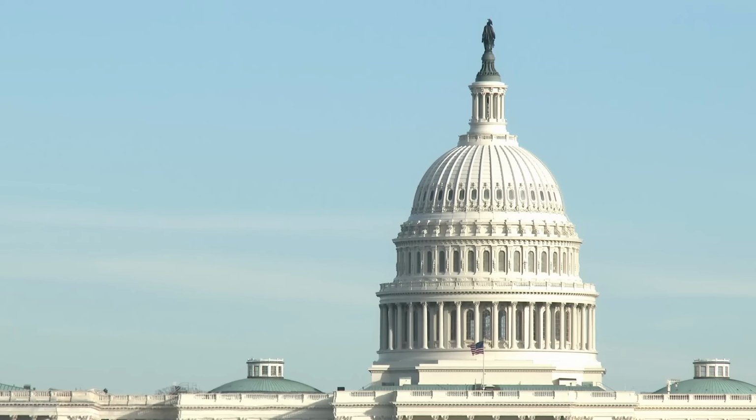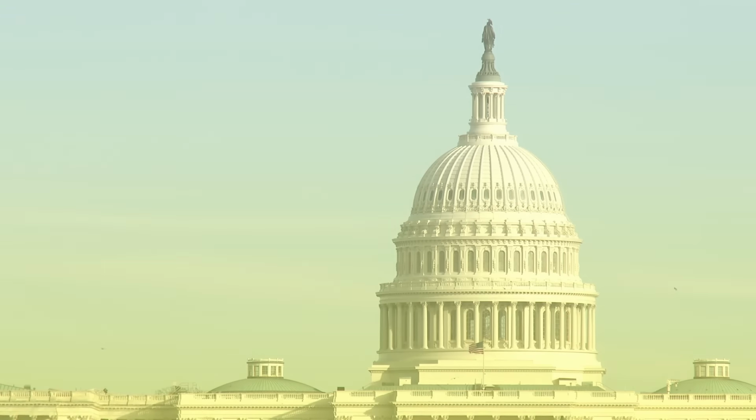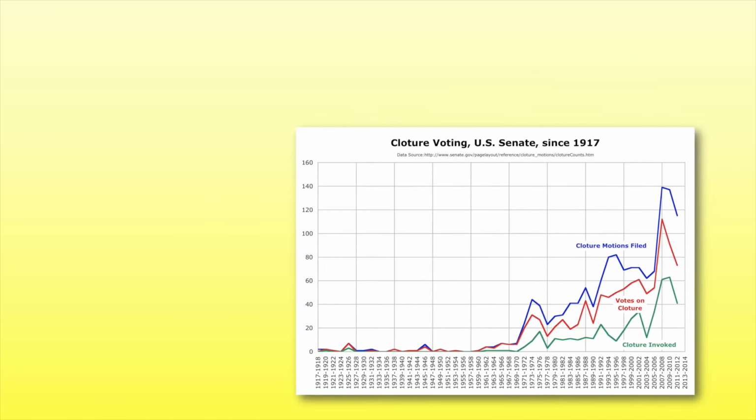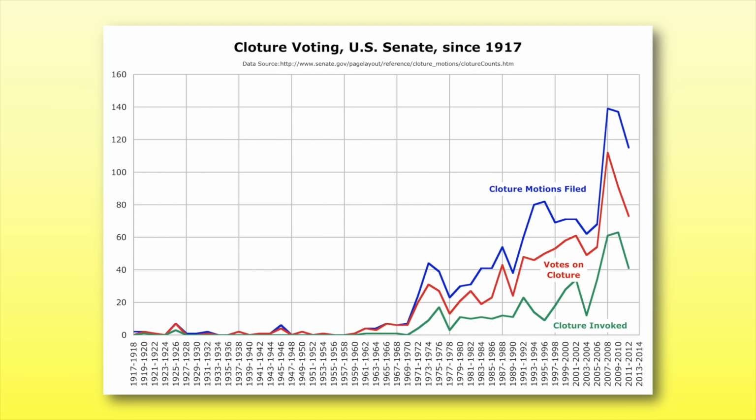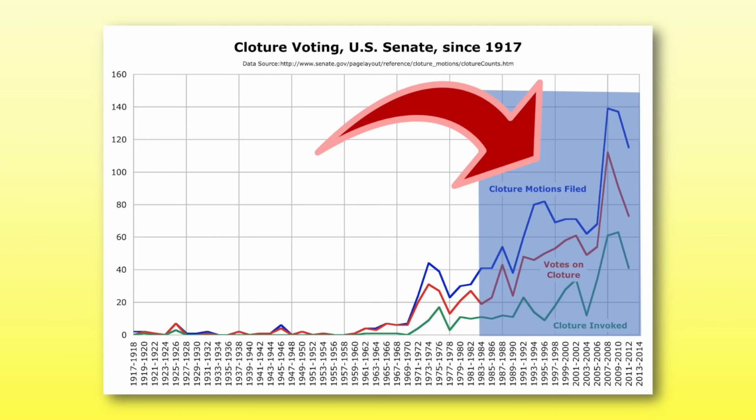and this brings me to my last point. If it weren't for the fact that the United States has been so divided over the past 25 years, the filibuster wouldn't be as big of a deal. Just look at this graph. This graph shows cloture voting in the United States since it began in 1917. Notice a pattern here? Specifically, here.